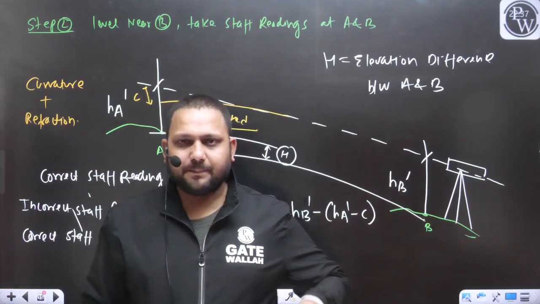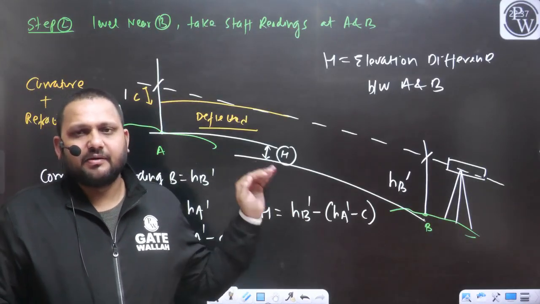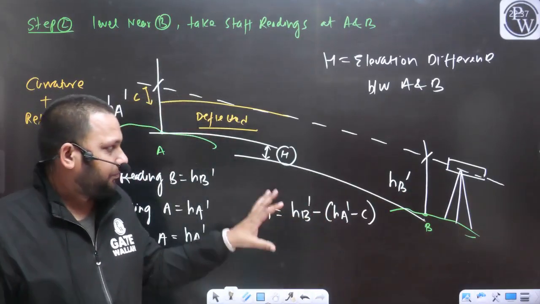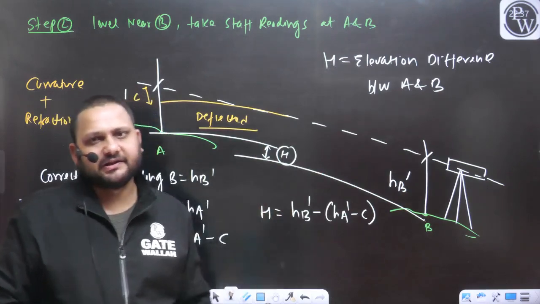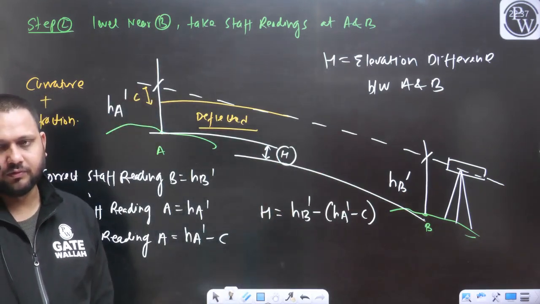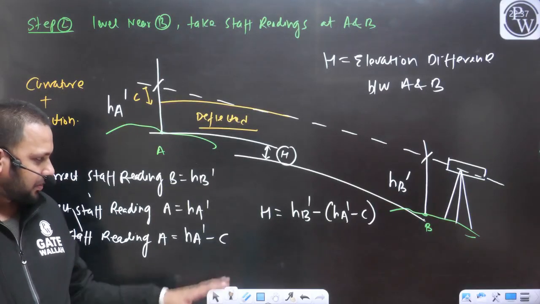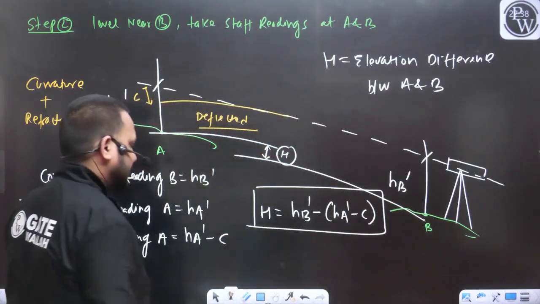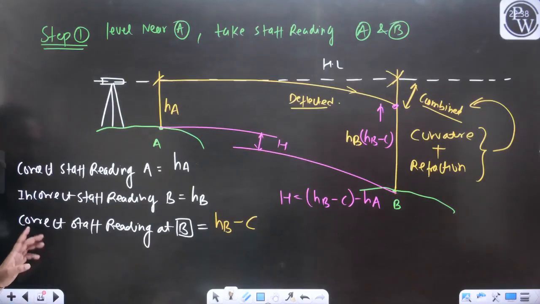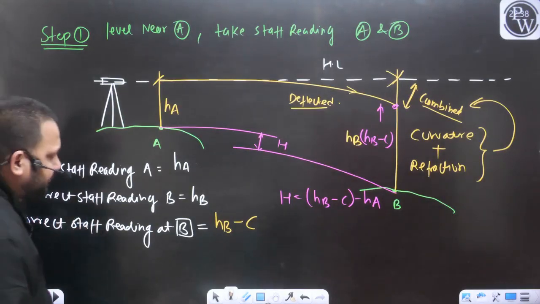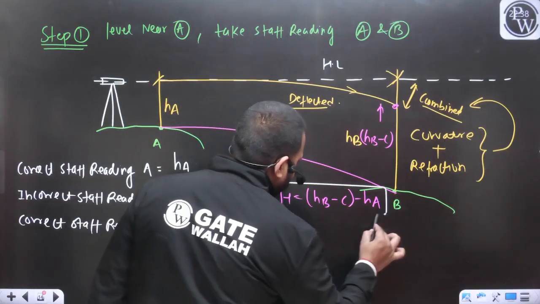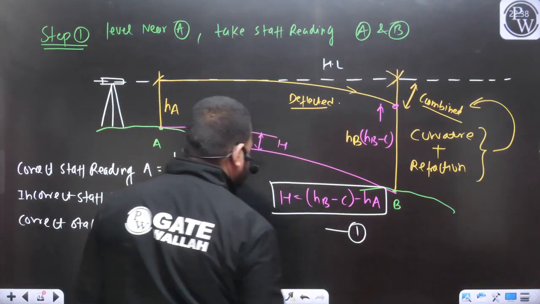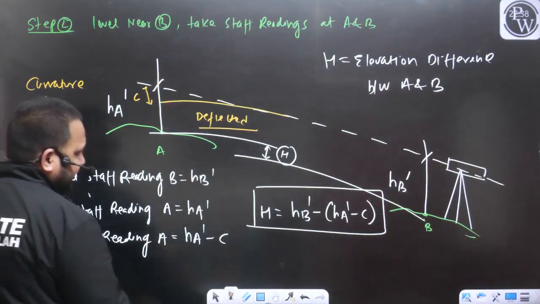Yes or no? So capital H is the elevation difference between the points A and B, and that elevation difference we can find out with the help of these staff readings. I hope the discussion till now is clear to everyone. From both the steps, listen carefully, you are getting the elevation difference H. Let's say this is your equation number 1, and this is your equation number 2.